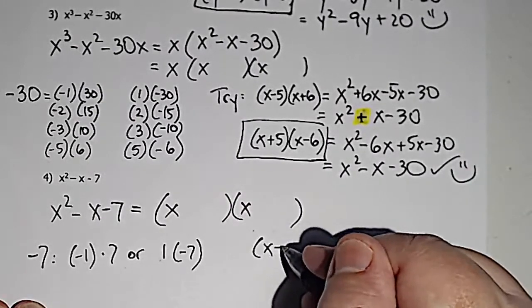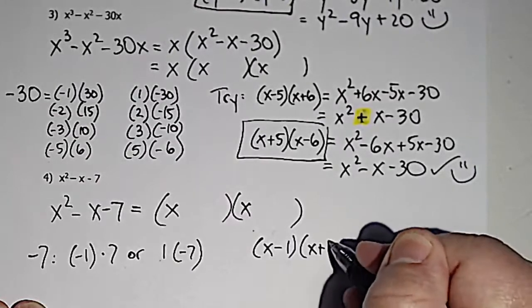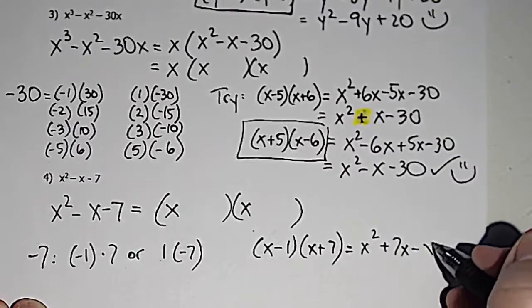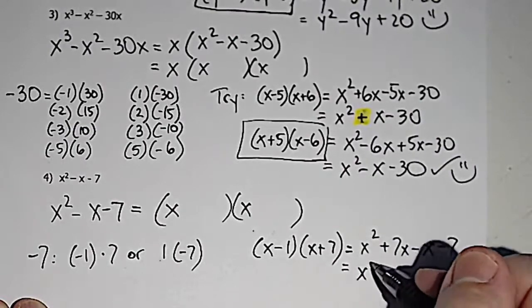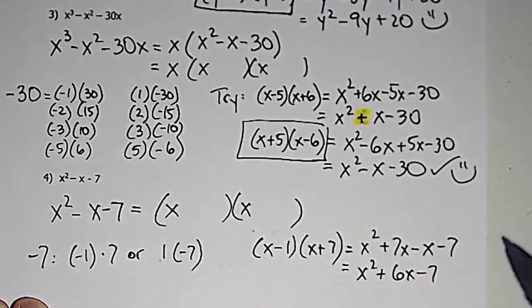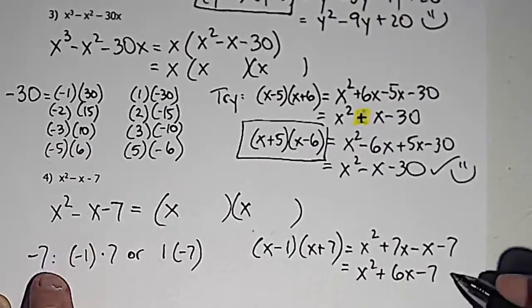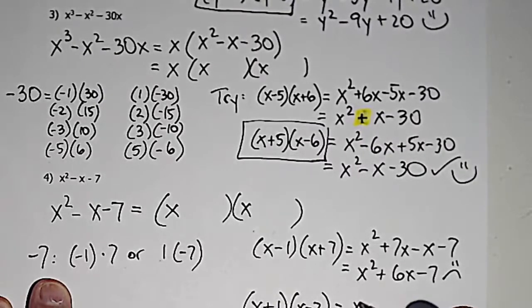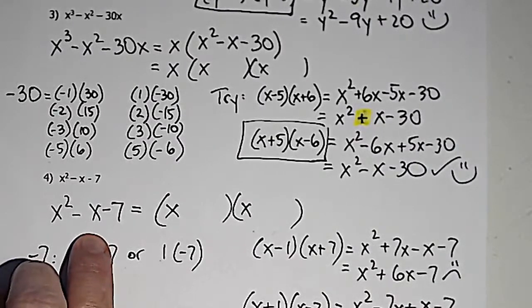So x minus 1, x plus 7. I get x squared plus 7x minus x minus 7. That's x squared plus 6x minus 7. I check it. Nope, that's not it. Okay, keep going. Let's try the other one. x plus 1, x minus 7. I get x squared minus 7x plus x minus 7. That's x squared minus 6x minus 7. This one is also not correct because it's just the opposite of this one.